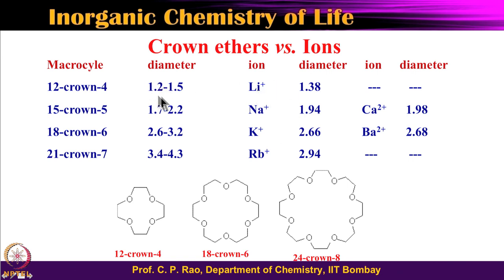So you can see that the size of the pore versus the size of the ion gives a perfect fit. In fact, these kinds of crown ethers are used for very selective ion transport or ion reactions in organic synthesis. They are also used as phase transfer catalysts. Now we will do a little bit of exercise regarding their affinities, regarding their binding constants.